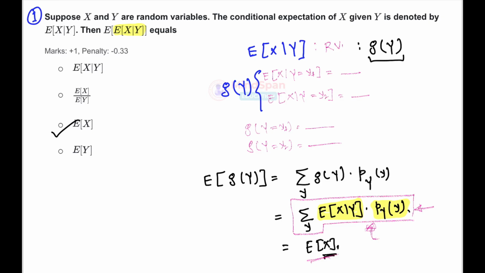The main point is that the concept involved with this problem is the iterative expectation, or total expectation theorem, that you need to go through if you haven't already. We have covered all these things in a very detailed manner. Okay, now let's jump to the next question.